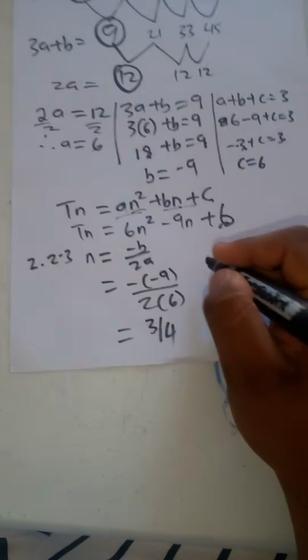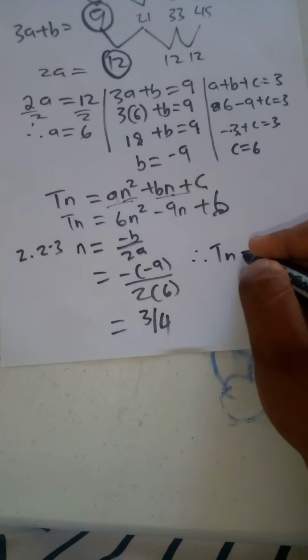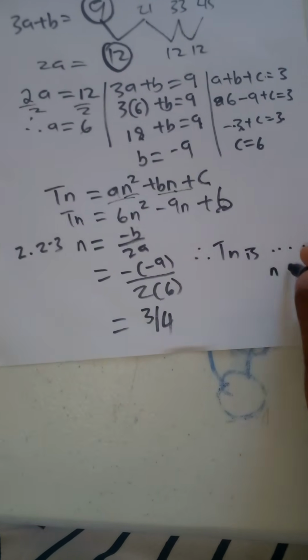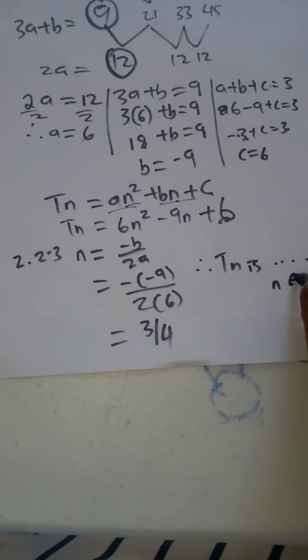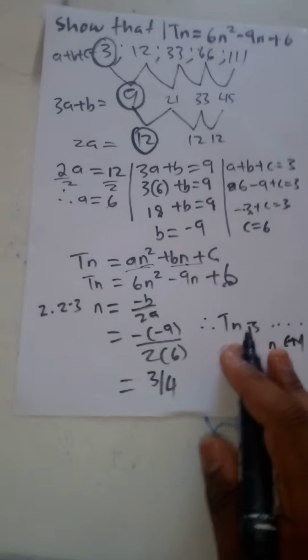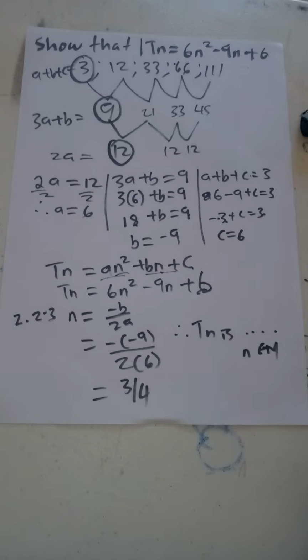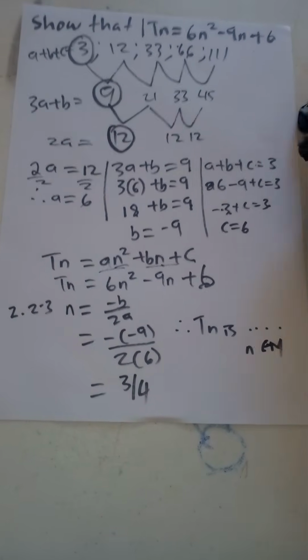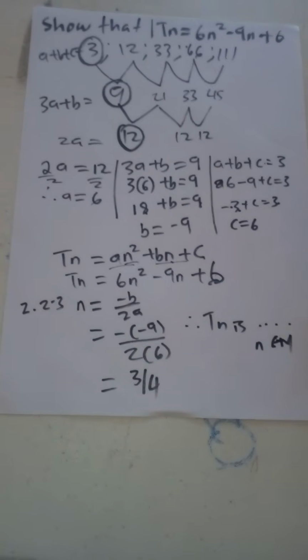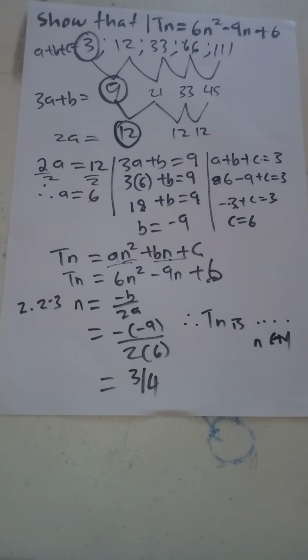And then you can say therefore Tn is increasing for all n, element of natural numbers. That's how you can write it, guys. Okay, so this was all about the question.